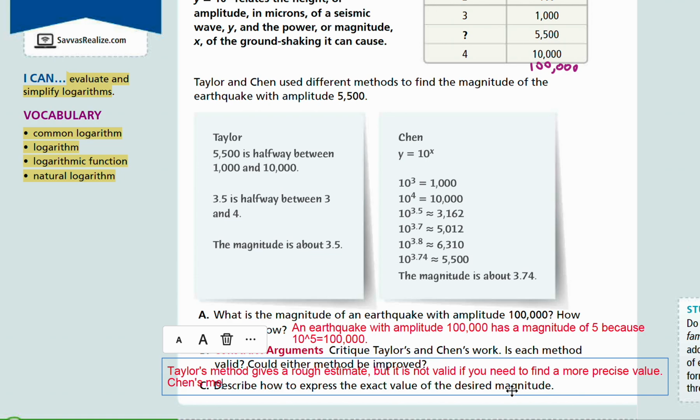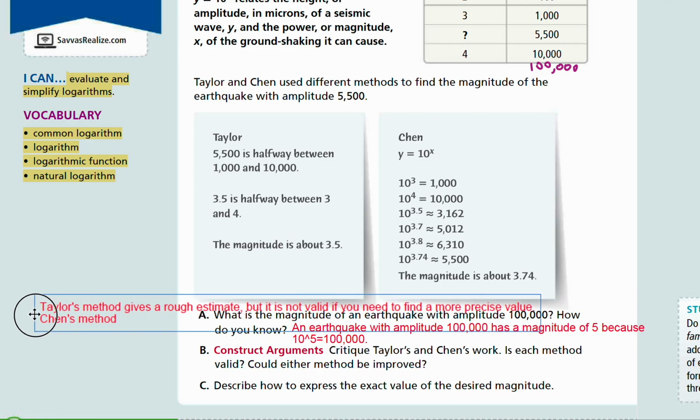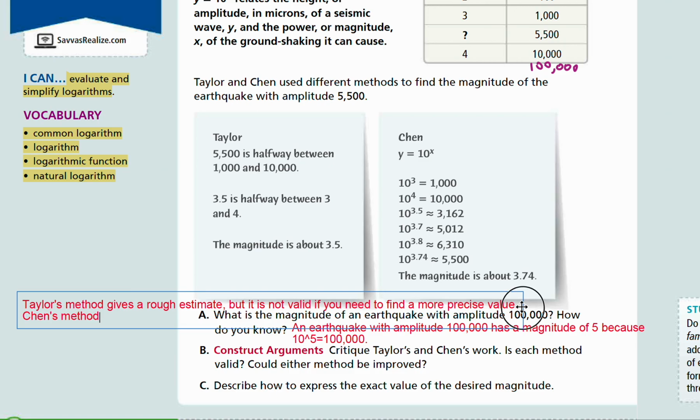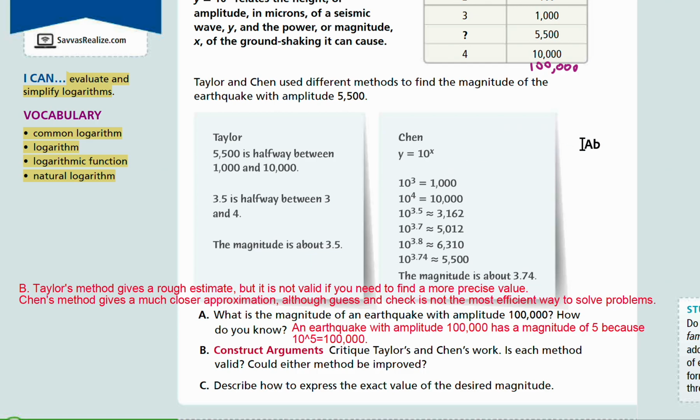Chun's method gives a much closer approximation, although guess and check method is not the most efficient way to solve problems because it's going to take forever for anything that's more complicated, right?